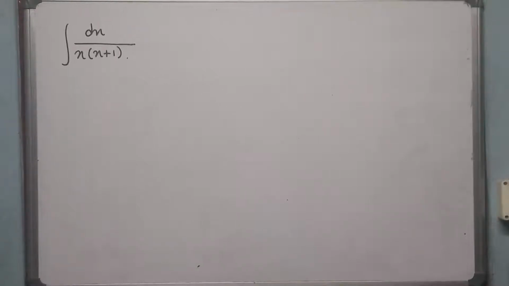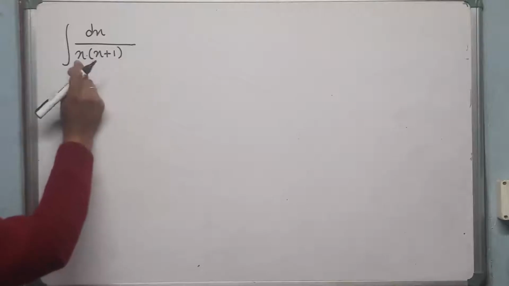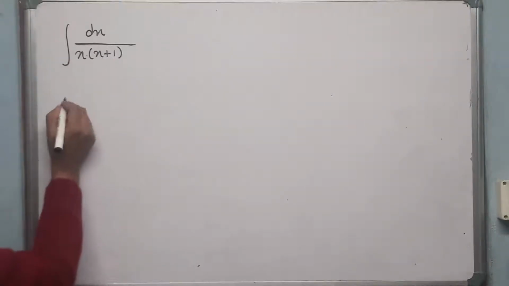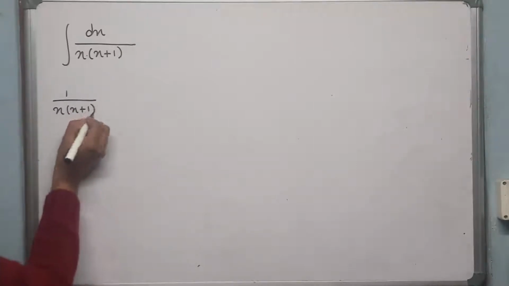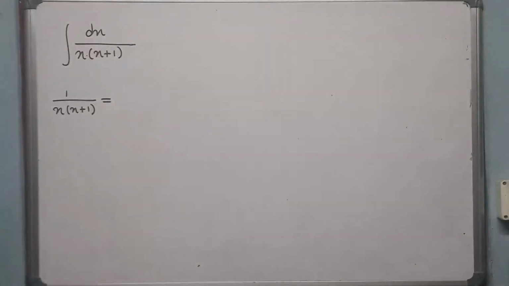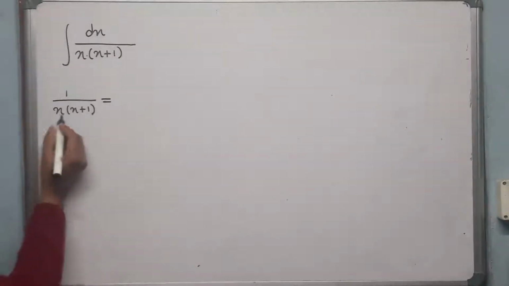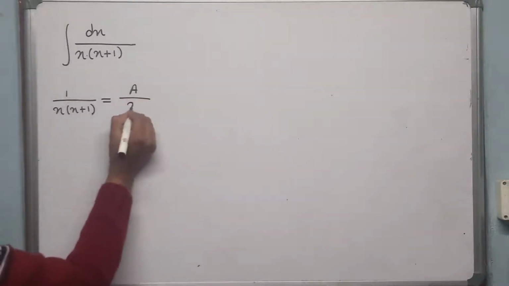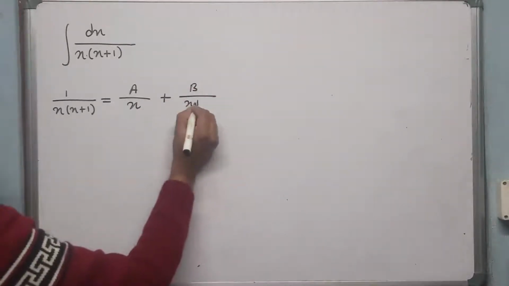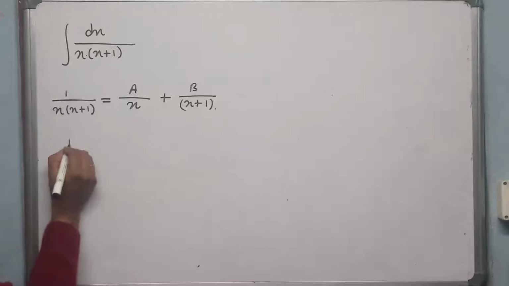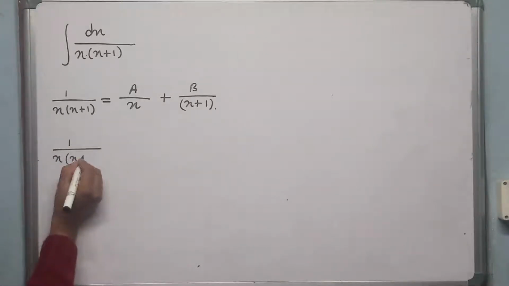The first question of partial fractions: integrate dx over x into (x plus 1). There is nothing in the numerator except 1, and the denominator is x into (x plus 1). First, I'll write the given function, 1 over x into (x plus 1). Then, according to the previous concept, write A upon the first linear quantity plus B upon the second linear quantity. Now we'll try to calculate the values of A and B.